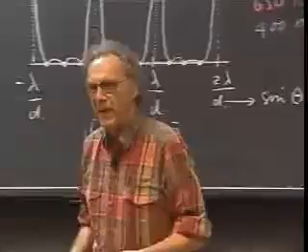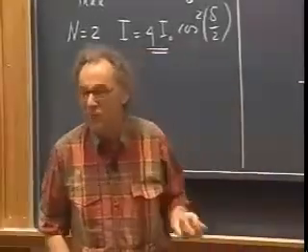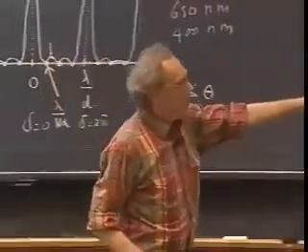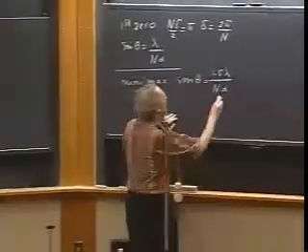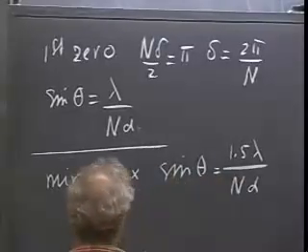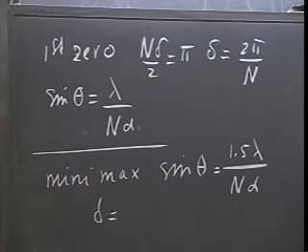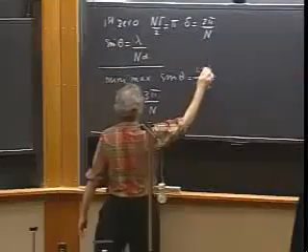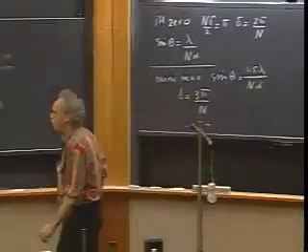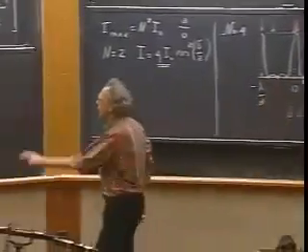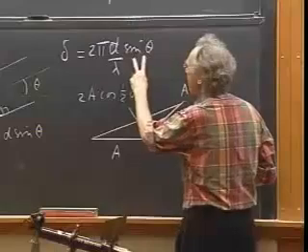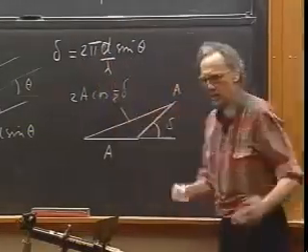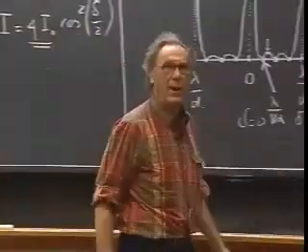Now whether I'm exactly on that maximum, I don't know. I'm really not interested, but I'm sure I'm close. So, when sine theta is 1.5 lambda divided by nd, then delta is going to be 3 pi divided by n. That's easy because you take this equation, and you put in sine theta, 1.5 lambda divided by nd. The 1.5 times 2 becomes 3 pi.